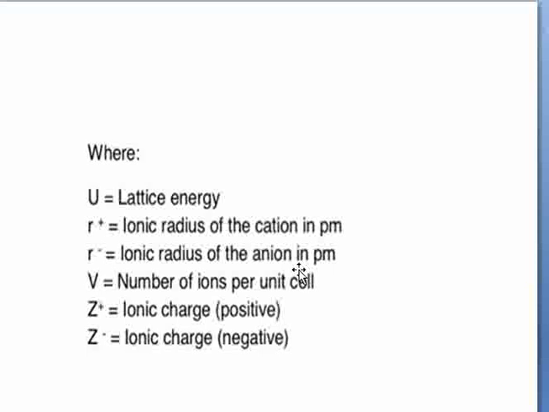As I said before, U is equal to lattice energy. R plus is the ionic radius of the cation in picometer. R minus is the ionic radius of the anion. V is the number of ions per unit cell. Z plus is the charge of the positive ion. Z minus is the charge of the negative ion. So both monovalent ions and divalent ions, இந்த equation use பண்ணலாம். This is the modification done by Kapustinskii.